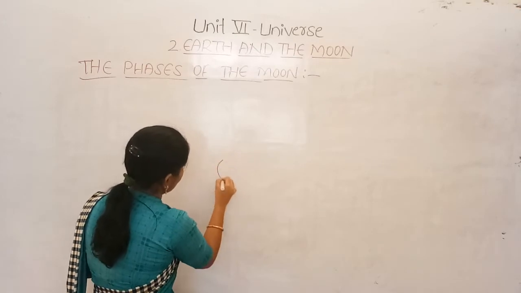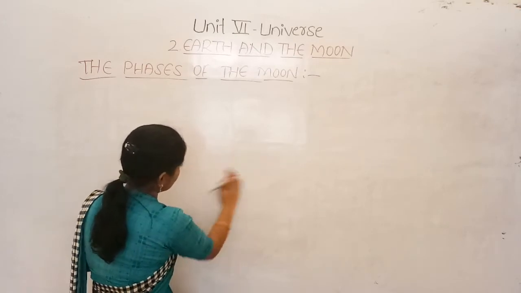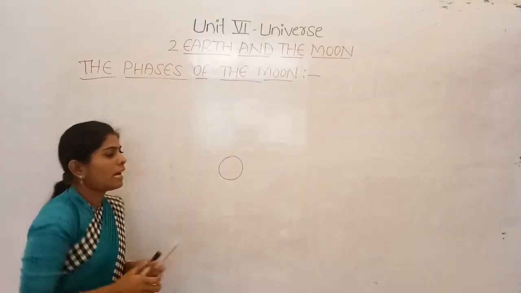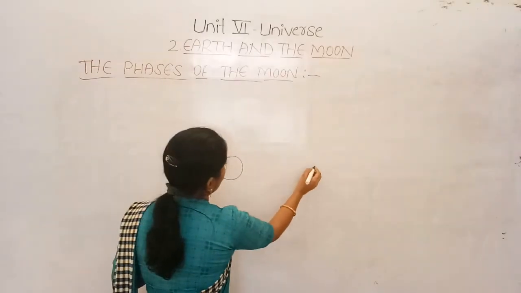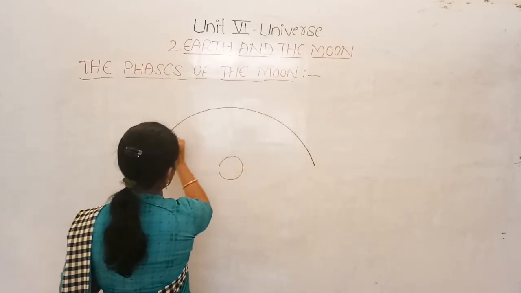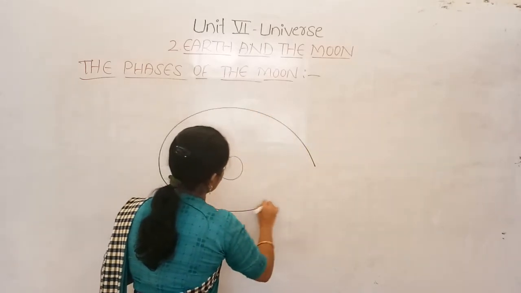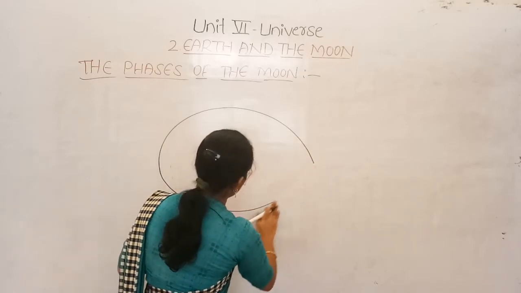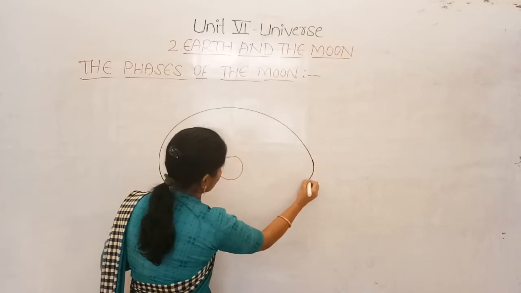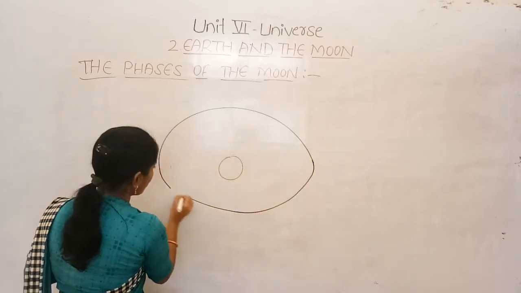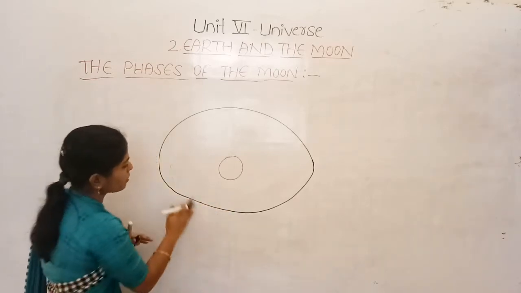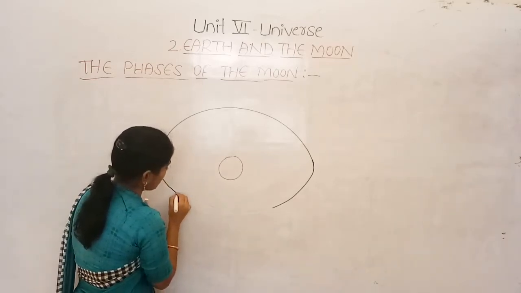So see, you can just think that this is the earth, and the moon is revolving around the earth in an elliptical orbit. So this is what the elliptical orbit is.